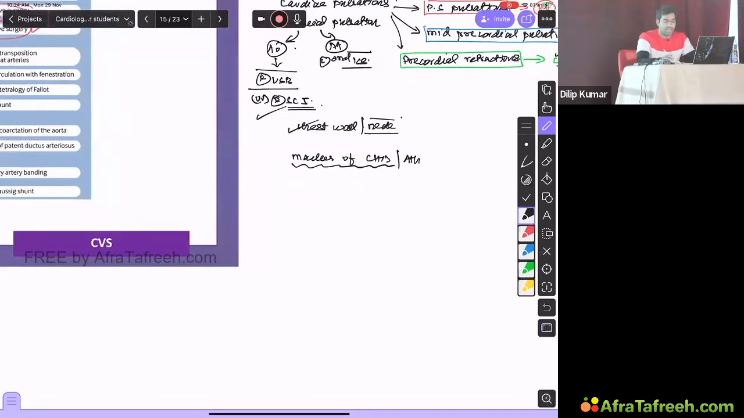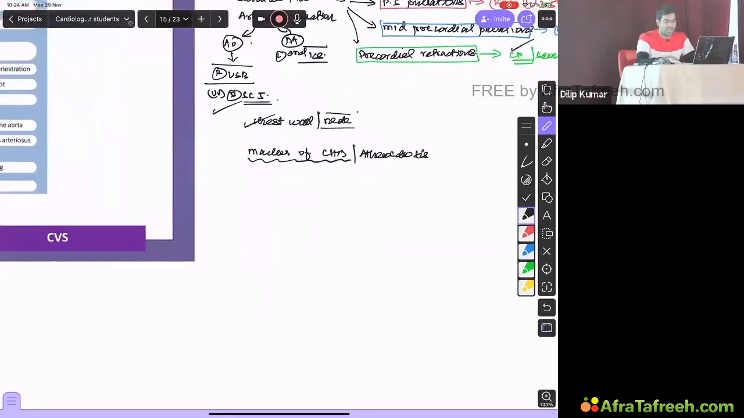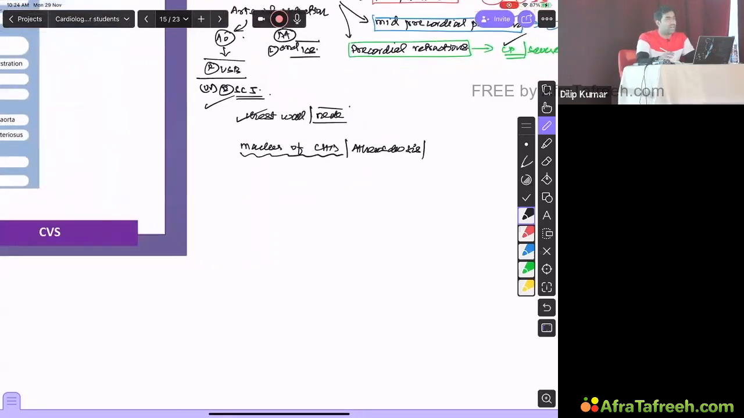comment on the markers of atherosclerosis, and you can comment on the markers of infective endocarditis. And some people ask about rheumatic fever and all. I don't feel that is logical anyways. So markers of congenital heart disease, markers of atherosclerosis, markers of infective endocarditis, and markers of rheumatic fever. Markers of CHD we have discussed extensively already. And what about markers of atherosclerosis?